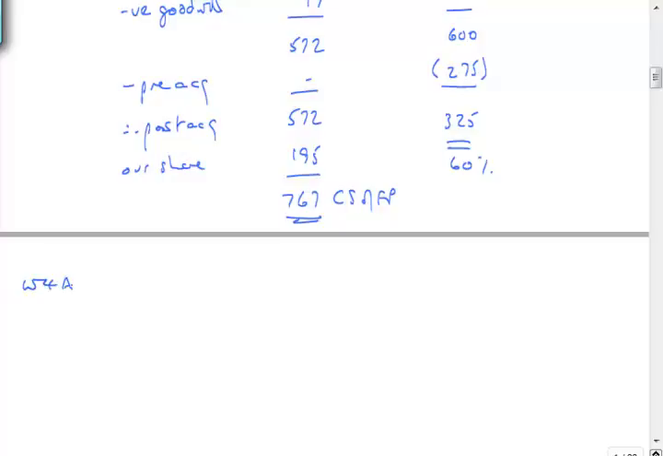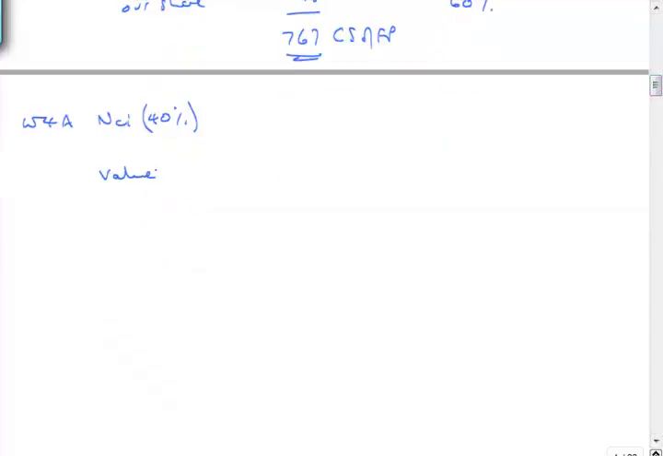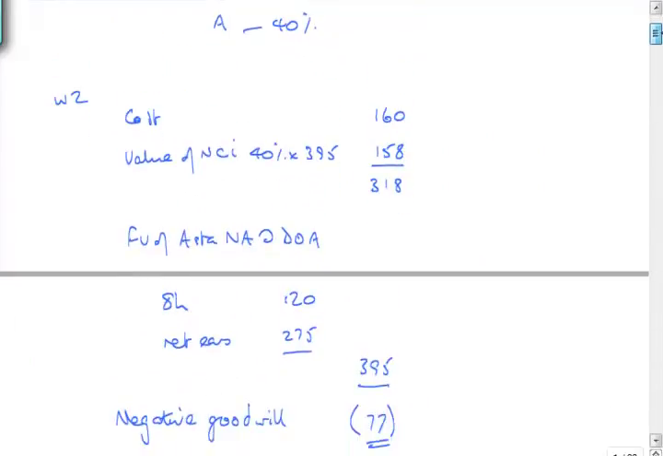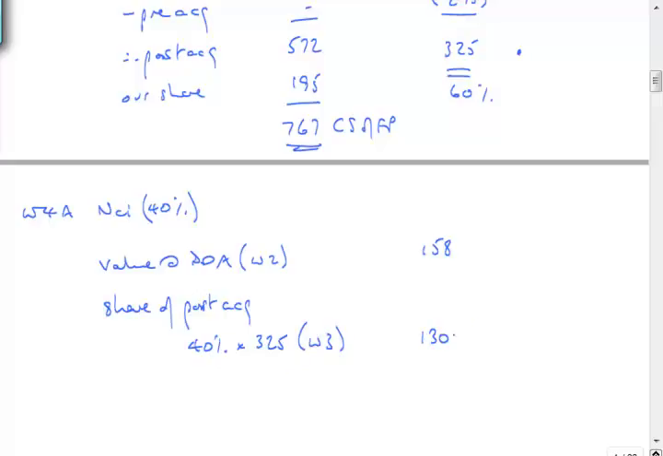Working 4A is the NCI, they're 40%. Don't forget, always put that percentage in. The value at date of acquisition. That's in working 2, isn't it? 158. Plus share of post-AC. They've done well, haven't they? 40% of 325. It's in working 3. 40% of 325 is 130. I think so.